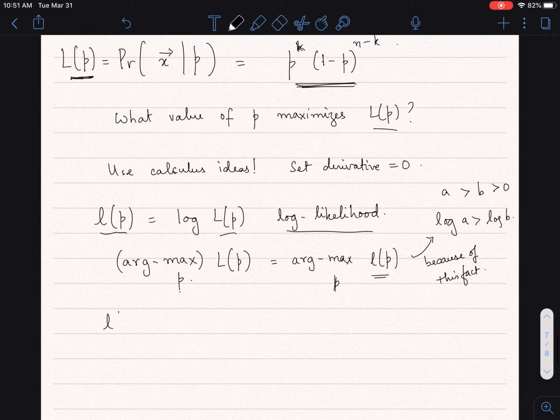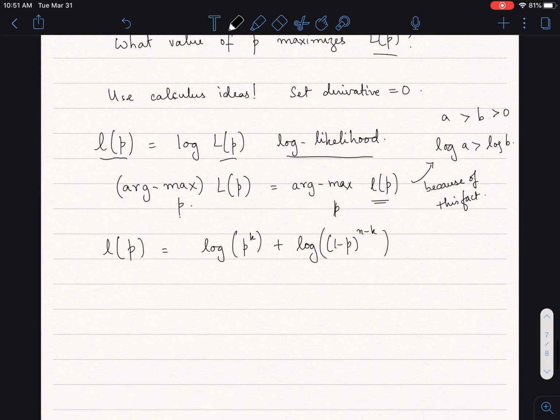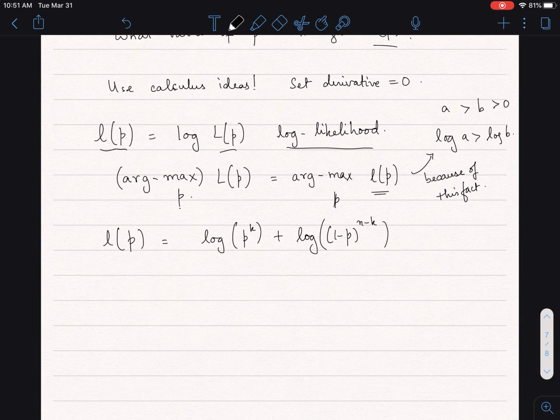Okay. So let's first write out an expression for small l of p so that we are all on the same page. So this is log of this quantity. Log of this quantity is what we are interested in, right? So that is log of p power k plus log of 1 minus p power n minus k. Because log of a times b is log a plus log b. Now again we simplify this, so this becomes k log p plus (n minus k) log of 1 minus p.